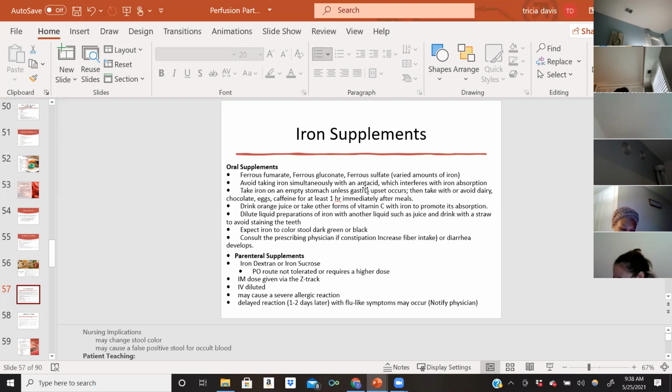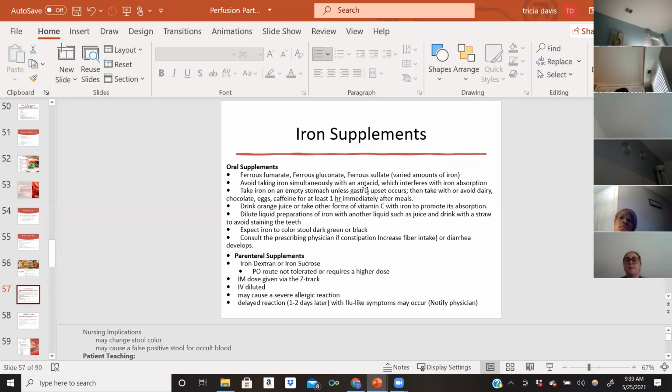We do recommend that they take the iron on an empty stomach unless they have gastric upset. Then they would want to take it with food or whatever they're eating. It can just be a small snack. It doesn't have to be a meal, just something to coat their stomach. We want them to avoid dairy, chocolate, eggs, and caffeine for at least 1 hour immediately after meals. Drinking orange juice or taking other forms of vitamin C with iron will help promote its absorption.